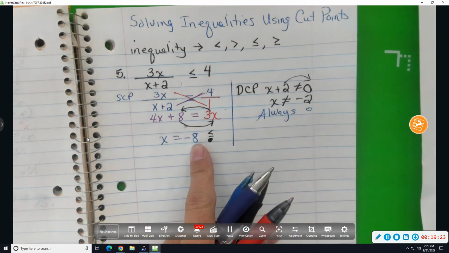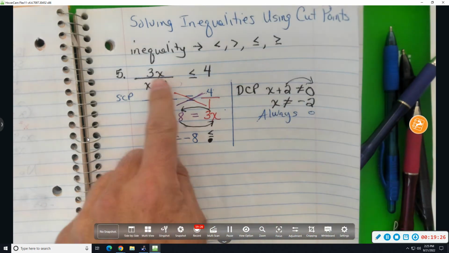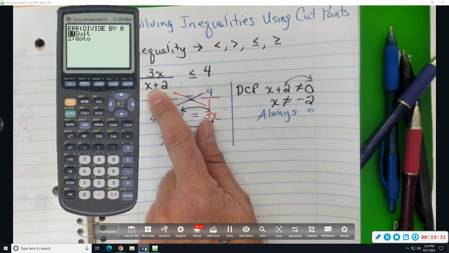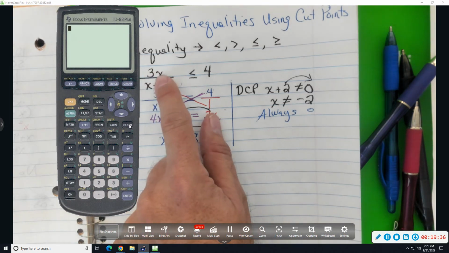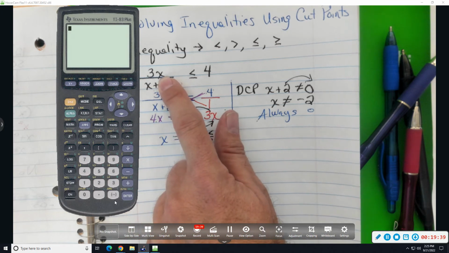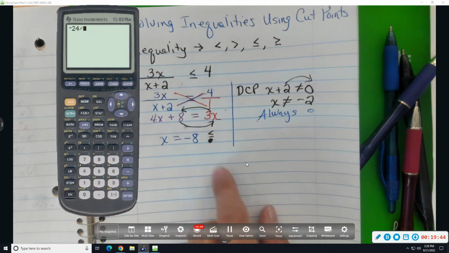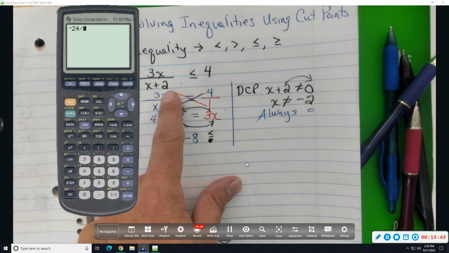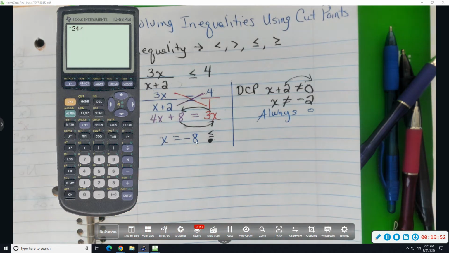If I were to plug negative 8 in for x right here, let's plug a negative 8 in here. 3 times negative 8, that would be a negative 24. And what would we have in the bottom? Negative 8 plus 2, what would that be? Negative 6. So negative 24 divided by negative 6 is a positive 4.